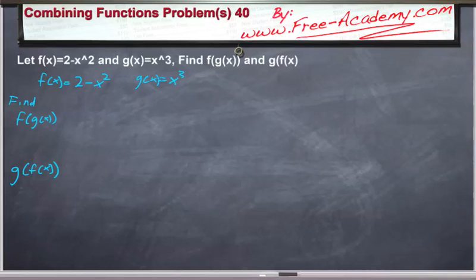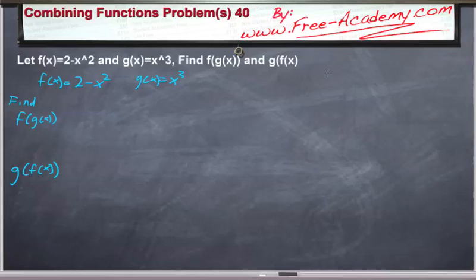We're going to be doing problem 40 out of the textbook in combining functions. Now problem 40 gives us two functions, f of x equals 2 minus x squared and g of x equals x to the third. And we need to find f of g of x and g of f of x.